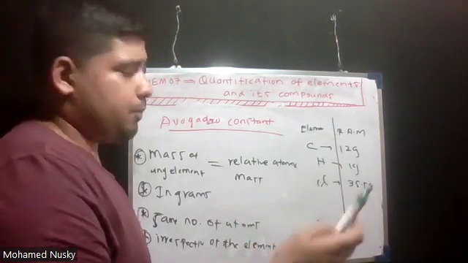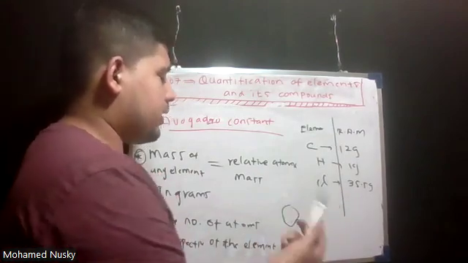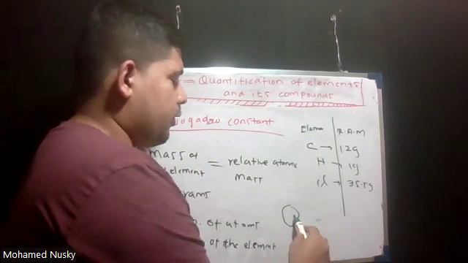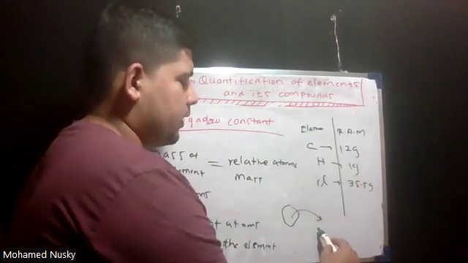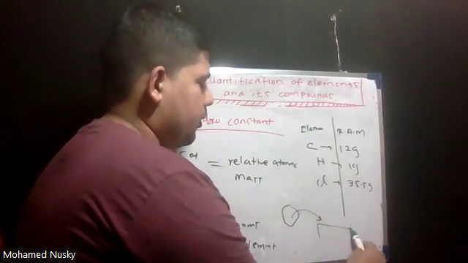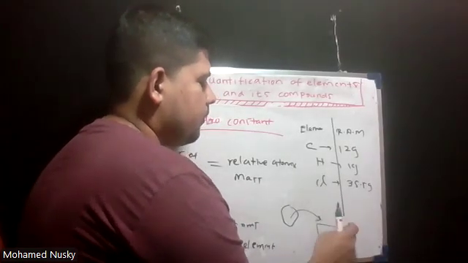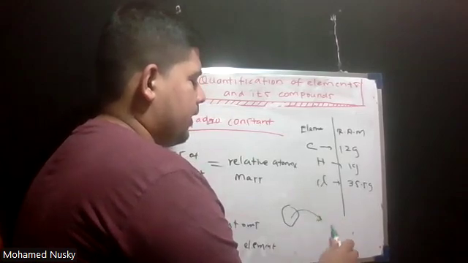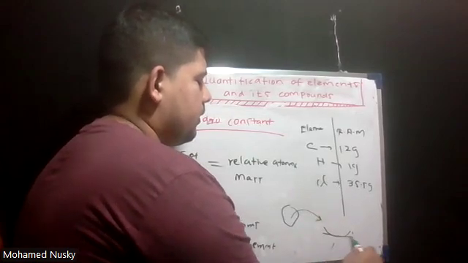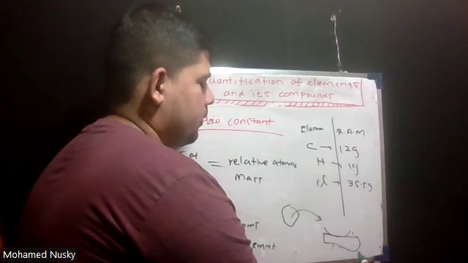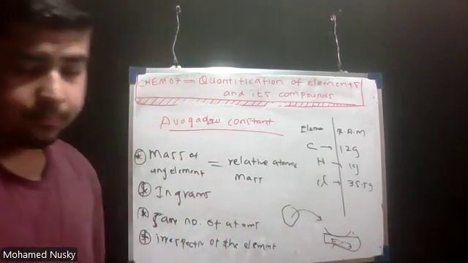Now, I have a sample of carbon. Okay, this is carbon. I'm going to take a sample of this carbon and place it on a scale. Here I have a scale. Here it shows the reading.